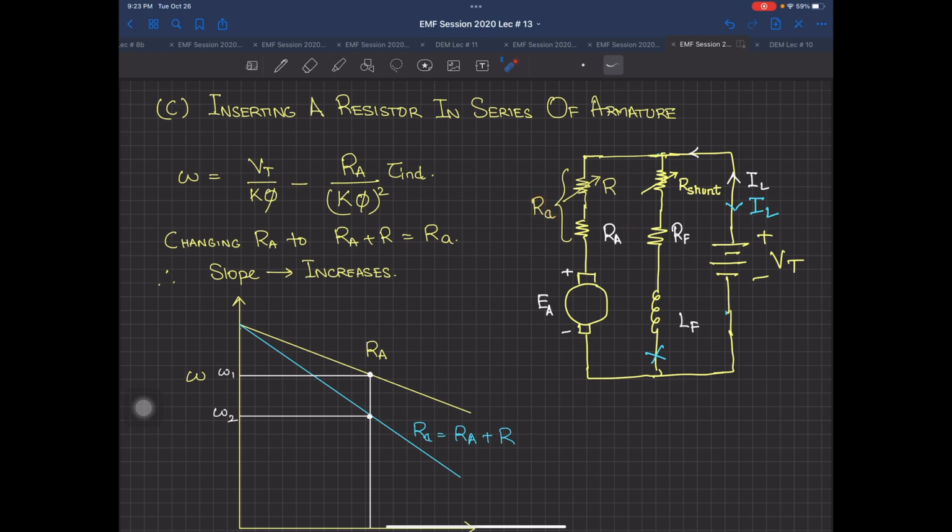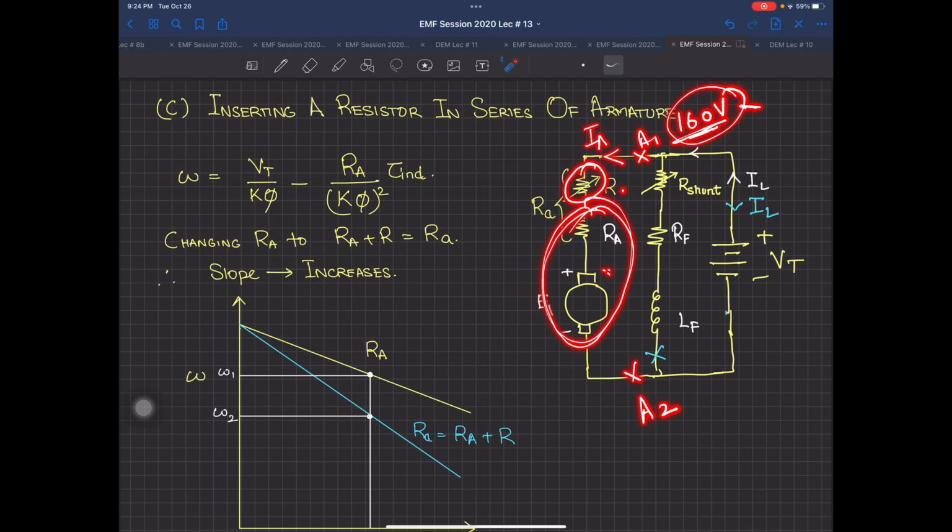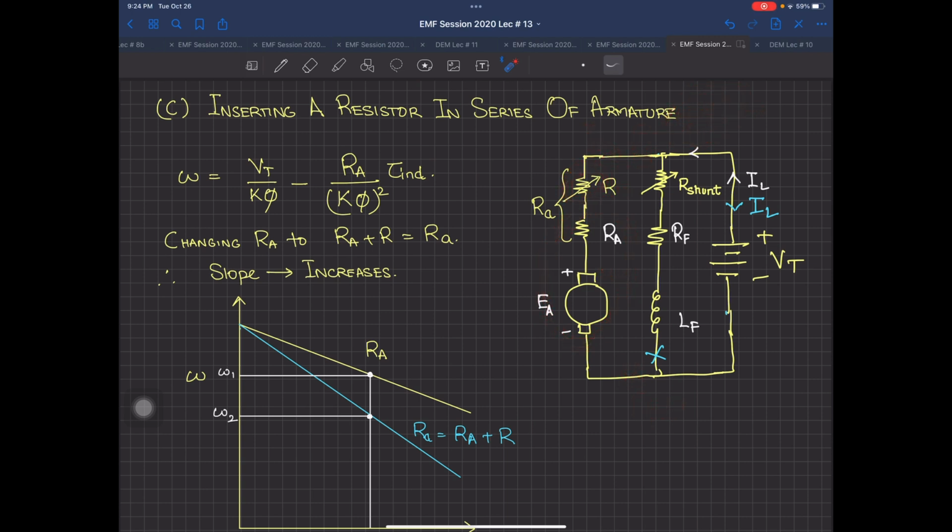And by simple circuit analysis, if on these 2 points, A1 and A2, you were applying supposedly 160 volts, now the whole 160 volts is not going to be applied to the armature. There is going to be some drop across this R. So practically, the applied voltage on the armature is going to decrease, and also the current flowing over here as Ia is going to decrease for obvious reasons, because you have a resistor added.